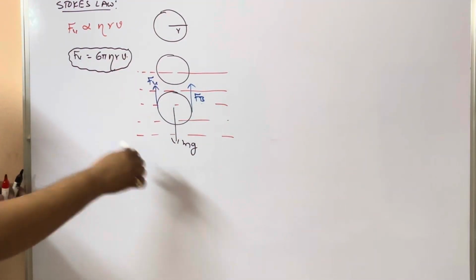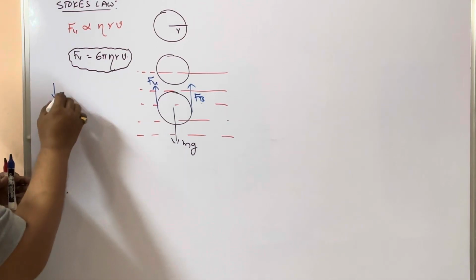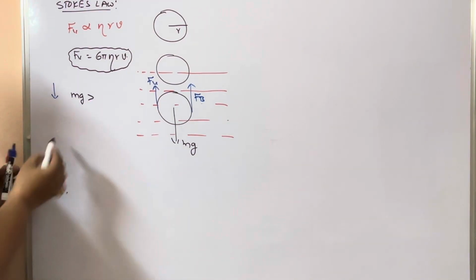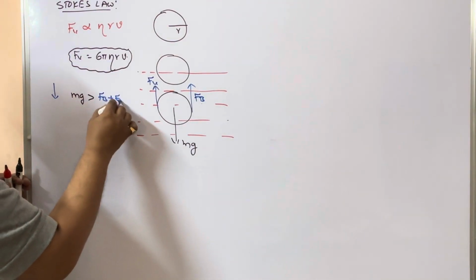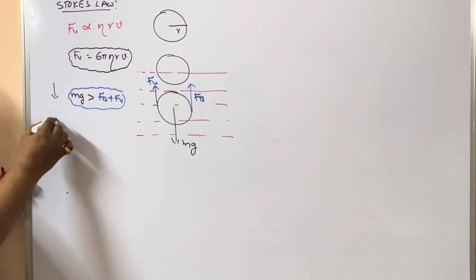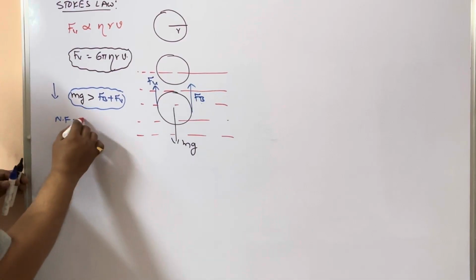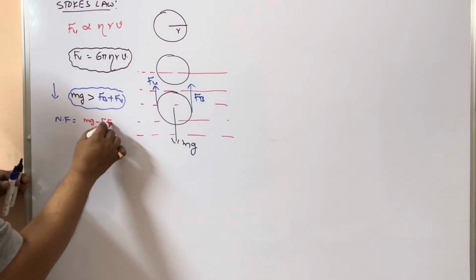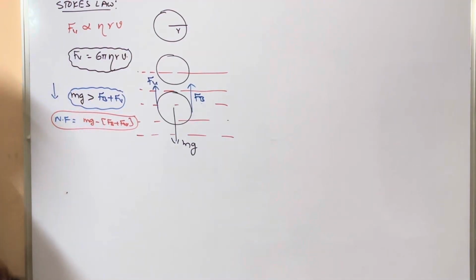If the object is moving downwards, this mg is greater than the sum of buoyancy and viscous force. So what is the net force? Net force is going to be mg minus (FB plus F), we will write. This is the net force.